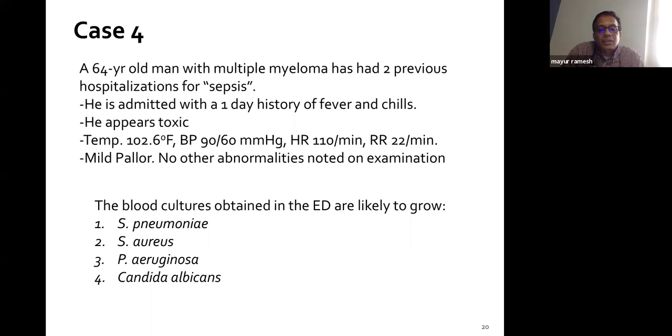So the blood culture obtained will very likely grow what organisms? We have Strep pneumoniae, Staph aureus, Pseudomonas, and Candida. Obviously, any of them is possible. But based on the story here, in multiple myeloma the predominant deficit is dysfunctional immunoglobulin. So it's a failure of B cell or humoral adaptive immune system. When that happens, you're looking at encapsulated organisms as the biggest problem. And these are bacterial organisms, so they are extracellular pathogens and encapsulated organisms, such as Strep pneumoniae.